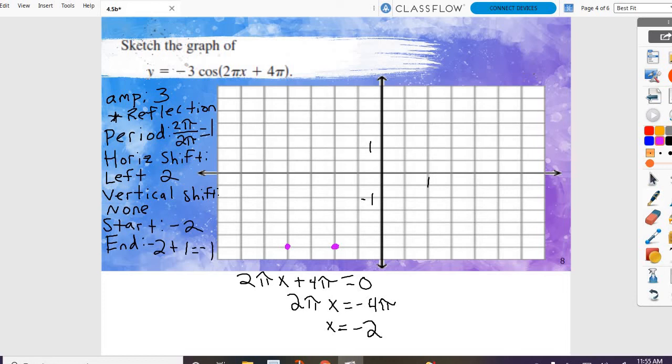Not quite. Your maximum, and what x value is that going to be at? So this is -1. So it would be -1.5. Okay, and then what's our y value going to be? 3. And then halfway in between each of those, we have our zeros. So that would be one cycle of that graph.